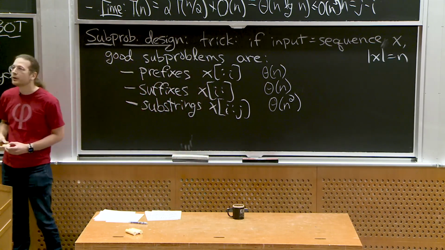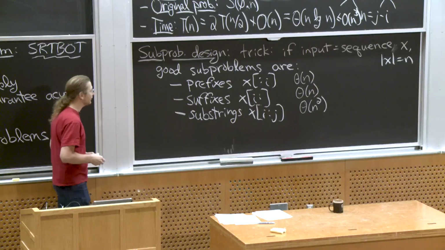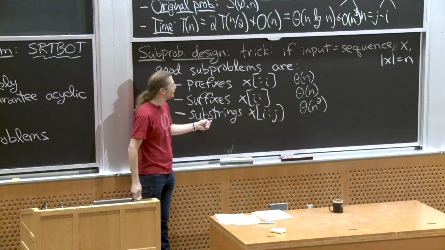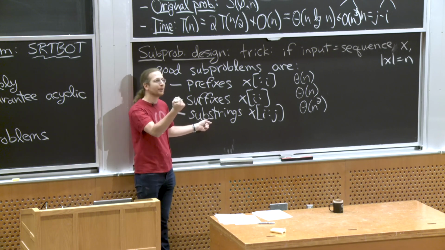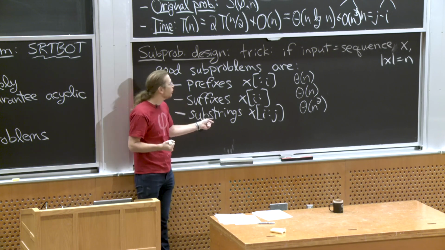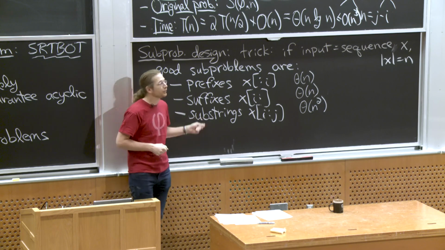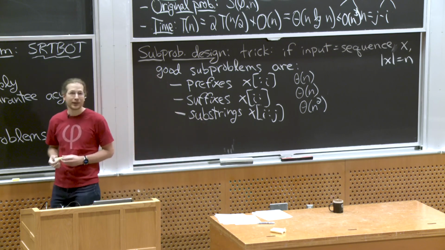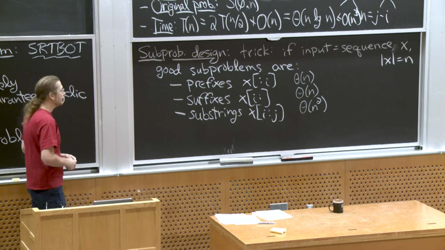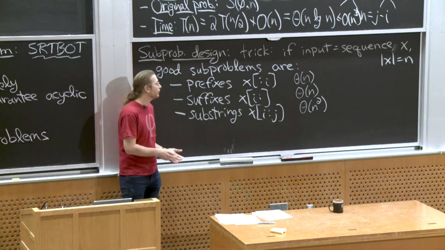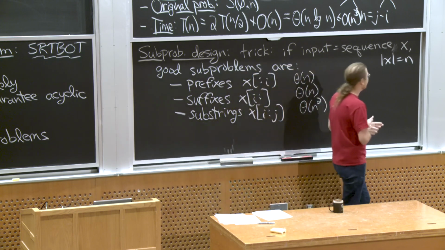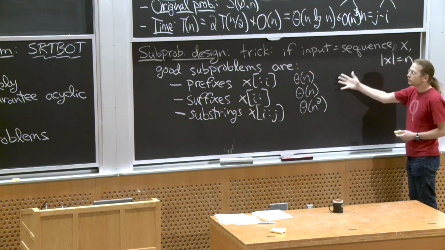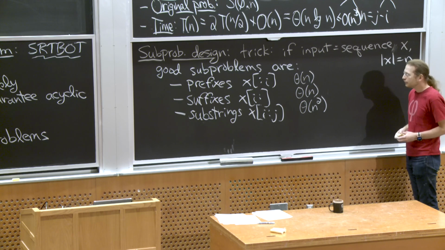What about subsequences? I didn't write subsequences because, in fact, there are exponentially many subsequences. It's 2 to the n. For every item, I could choose it or not. So I don't want my subproblems to be subsequences, because then you're guaranteed to get an exponential number of subproblems, which is bad. We'd like to bound the number of subproblems by a polynomial. So these are three natural ways to get polynomial bounds.